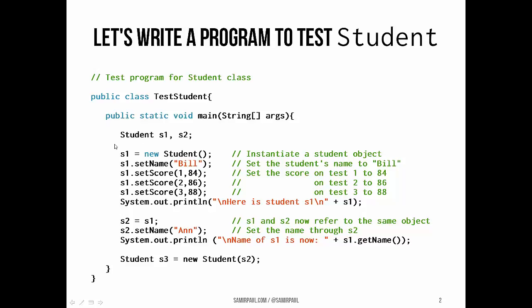In it, we declare two student variables, S1 and S2. We instantiate a new object for S1 and set its values to Bill, 84, 86, and 88. Then we test the S1.toString method by printing it out. Finally, we will create some aliasing, so we'll assign S2 to point to the same object as S1. We'll set S2's name to be Anne, and then we'll show that if I access the name through S1, because both S1 and S2 point to the same object, I will get, indeed, Anne.